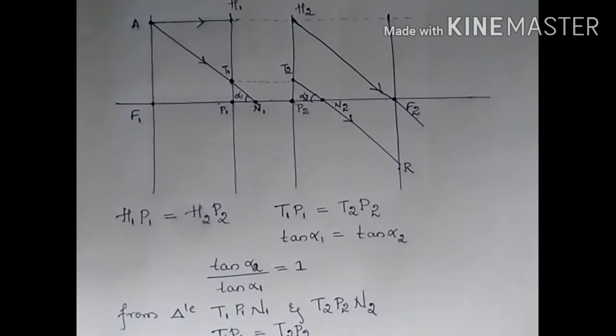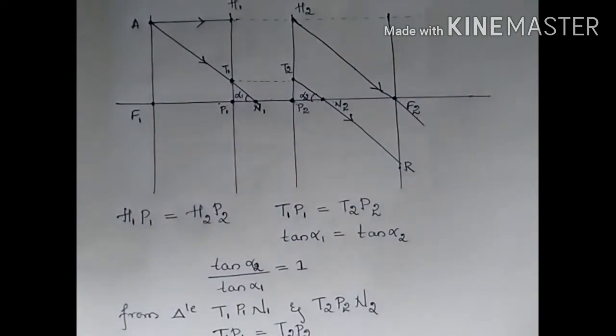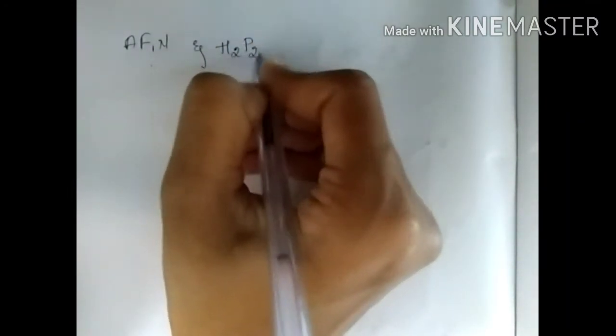Then what will happen if this optical system is situated in the same medium? So in that case let us try to understand what will happen to the principal points and the nodal points when this optical system is situated in the same medium. So from the figure again, consider two right angle triangles AF1 N1 and H2 P2 F2.